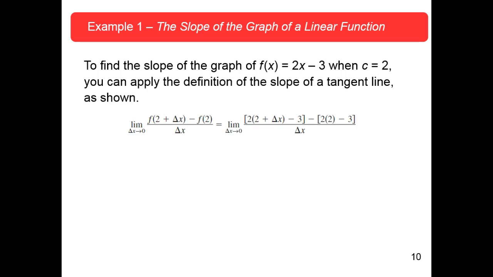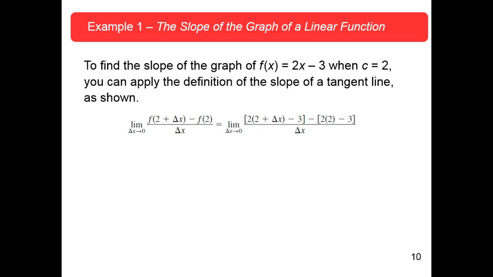All right. To find the slope of the graph, f of x equals 2x minus 3. Really complicated graph, right? What's that a graph of? What kind of function is that? It's just a linear function. So I think most of us should probably figure out the slope right off the top. But we're going to do it.